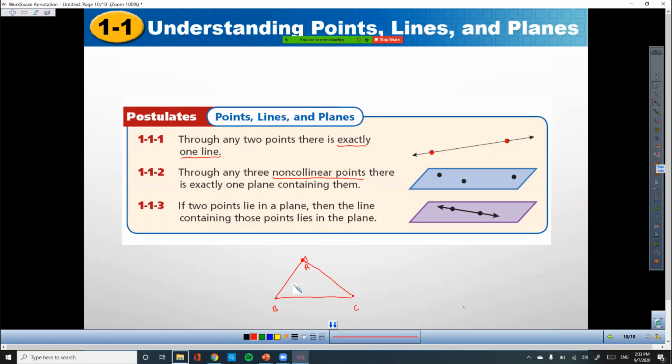And lastly, the third postulate tells me that if 2 points lie on a plane, then the line containing those points lies on that plane. For example, if your phone screen or your computer screen is a plane, remember a plane is any flat surface, this point is lying on your screen and this point is lying on your screen, then obviously this line going through these 2 points is also lying on your screen. So if 2 points lie in a plane, then the line containing those points also lies on that plane. So this line is also on that same plane.